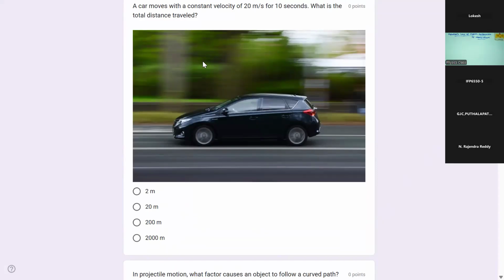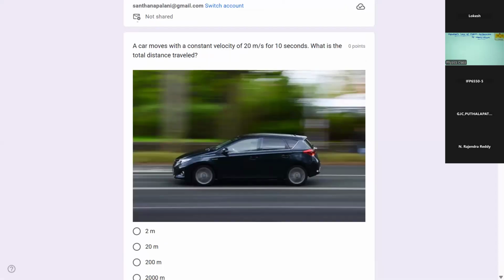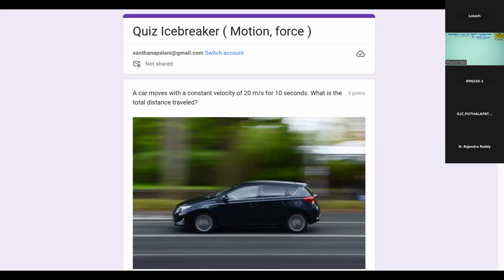Yes, already one response. Yes, 200 meter. Very good. Any other option? What is the total distance traveled? Here you have velocity as well as time. So what is the formula of distance? Yes, another response from GJC. Good, 200 meter. Yes, any other school?